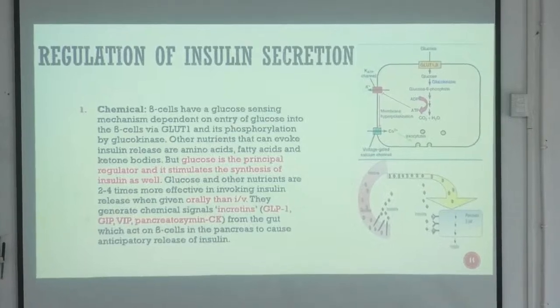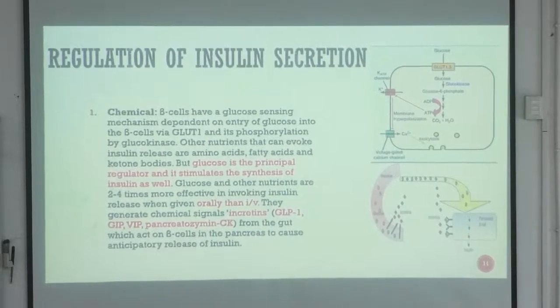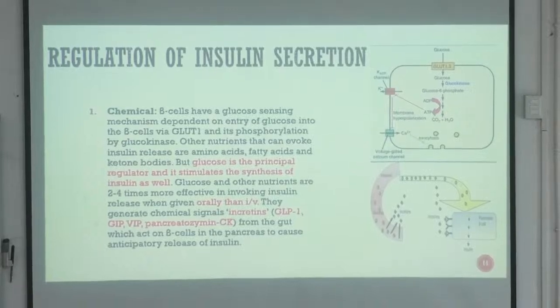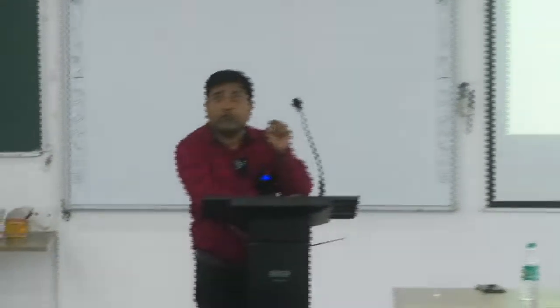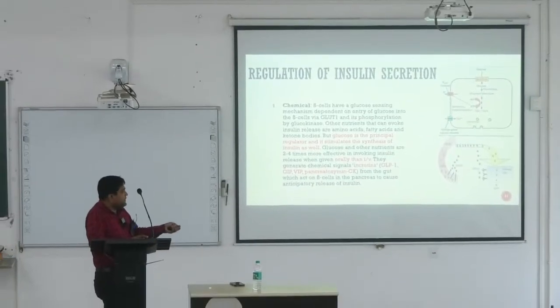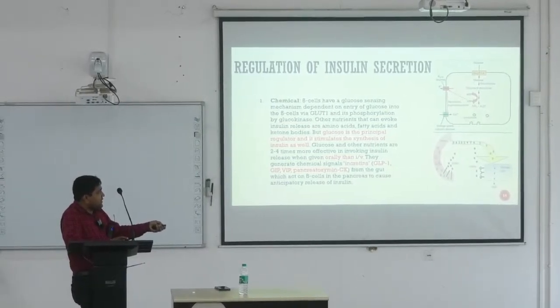So glucose is the principal regulator. Other nutrients that can evoke insulin release are amino acids, fatty acids and ketone bodies. Now consider glucose administered orally and glucose administered intravenously. The one administered orally evokes release of insulin 2 to 4 times more than when glucose is administered intravenously. Why? This is because when glucose is administered orally, incretin hormones, incretins, are generated. They include GLP-1, GIP, VIP and pancreozymin cholecystokinin from the gut, which also act on the beta cells of the pancreas, causing insulin release. Here in the intestine the glucose is taken up, incretins are formed, and incretins reach the beta cells and cause release of insulin.